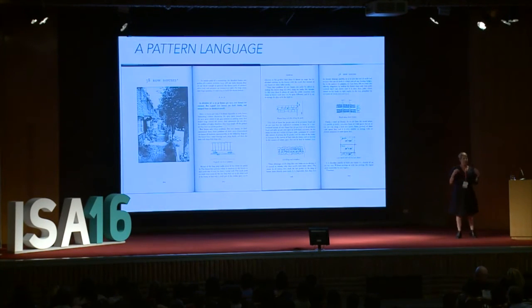So this is what a typical pattern might look like. This one is for a row house. And in it, you see there's a title, there's a photo, there's a statement of the problem that he was trying to solve. There are descriptions and drawings of the problem in a way that it would be possible to share it with someone else. That asterisk, that star, meant they felt very sure about this particular pattern. But some of them they included, they didn't feel so sure about.